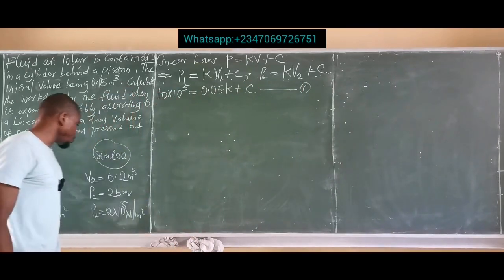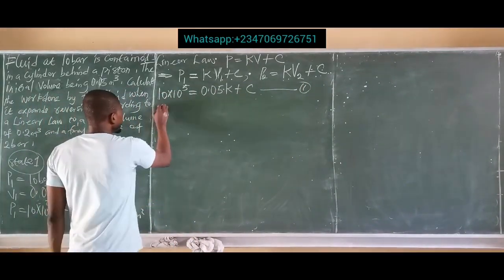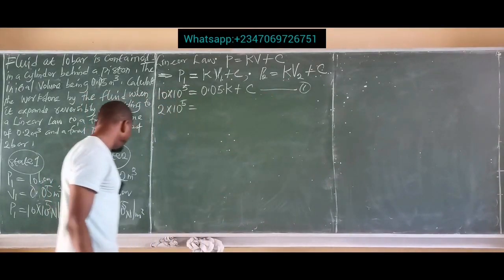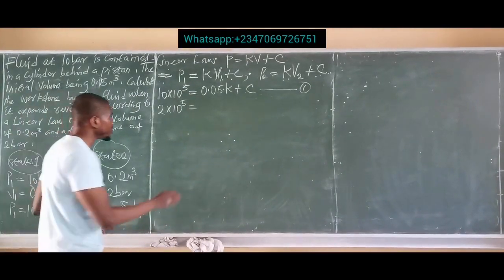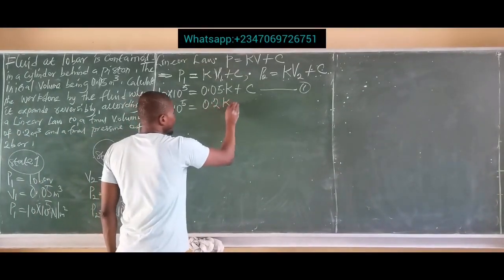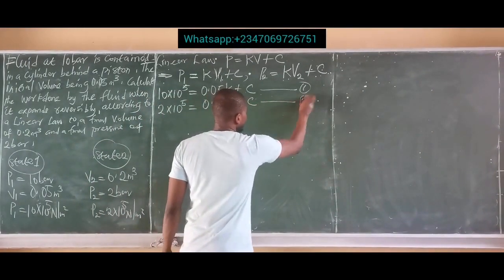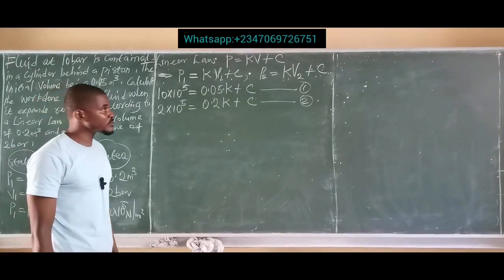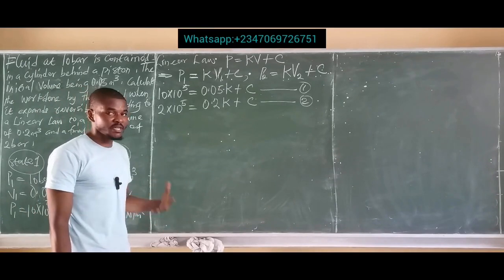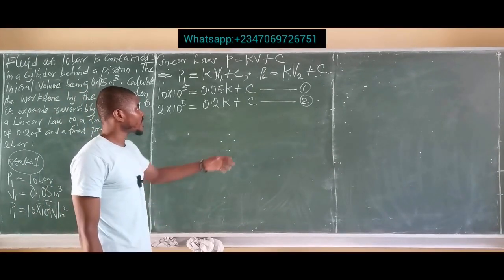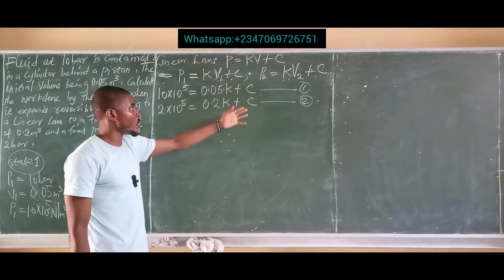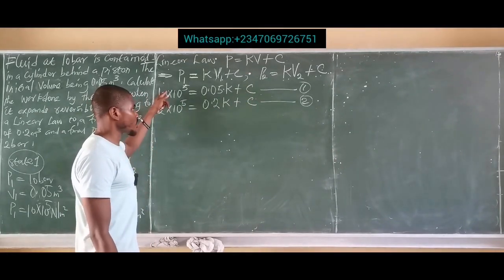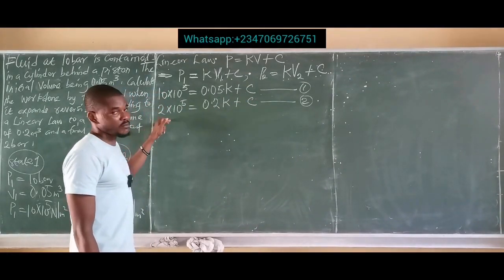Whereas P2 was given as 2 bar, which is 2 by 10 to the power of 5. So we have 2 by 10 to the power of 5 equals K V2, and V2 was given as 0.2, which is the second volume. So we have 0.2 times K plus C. Call this equation 2. Now we have two simultaneous equations, and you can use any approach to solve this, but the best approach in this case is to use the elimination method, simply because here C does not contain any coefficient attached to it, so you can simply eliminate C by subtracting equation 2 from equation 1 or subtracting equation 1 from equation 2.